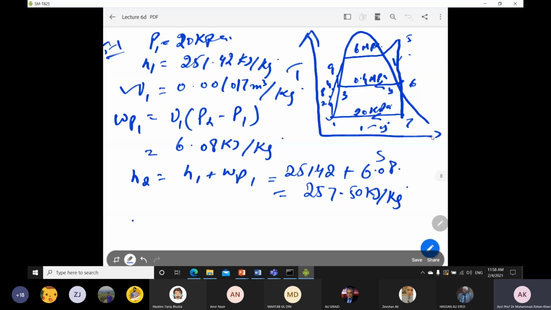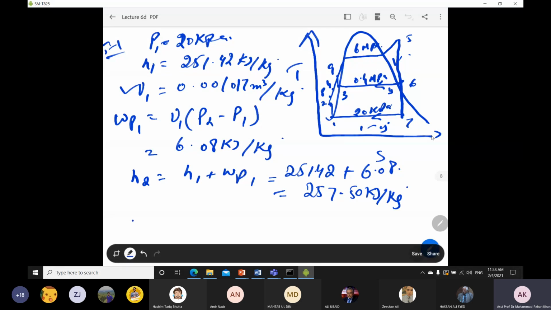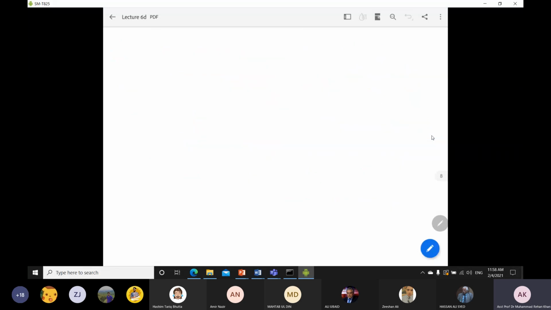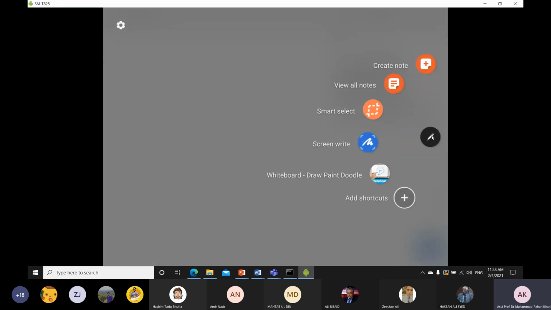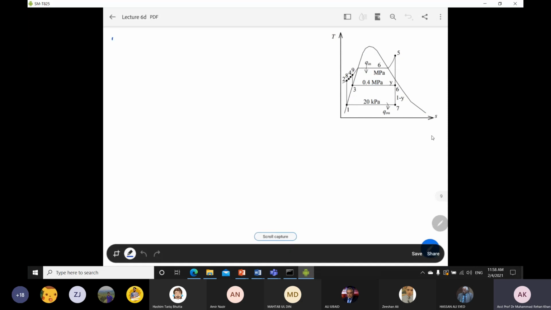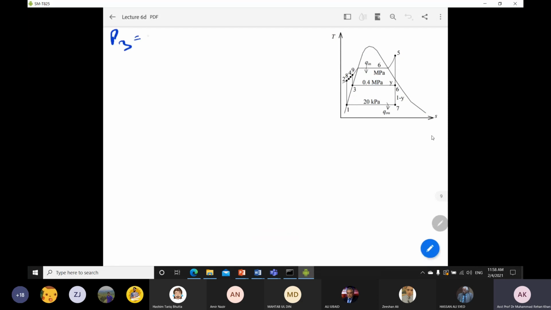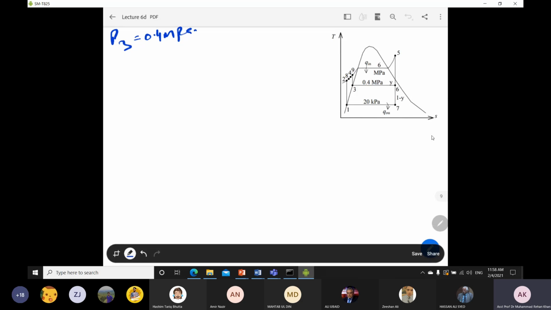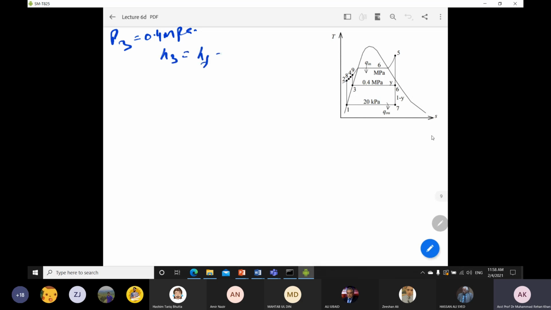Coming to state number 3, the pressure is also known to us. We will look at a clear TS diagram for this one. So P3 is equal to 0.4 megapascal, and then you again go to your pressure tables for water, and you will get the H3 value at the HF saturated liquid point, which turns out to be 604.66 kilojoule per kg.